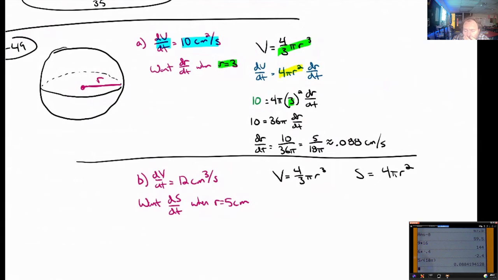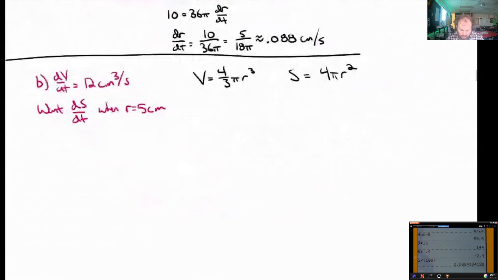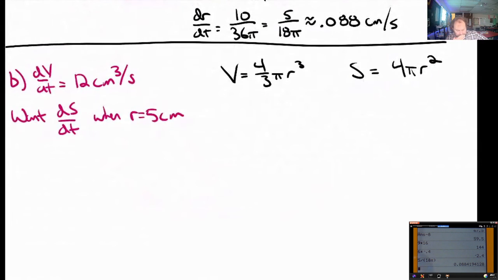Interesting. Ooh, okay, cool. So what I'm thinking here is if I take the derivative of the surface area, dS/dt, that's going to be 8 pi r dr/dt. And that's great and all, except I don't know what dr/dt is. However, I could figure it out by using the volume formula. So this is what I'm thinking.